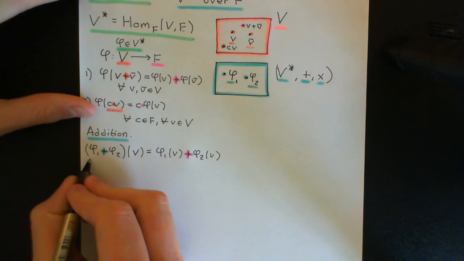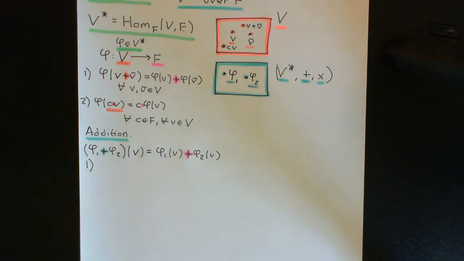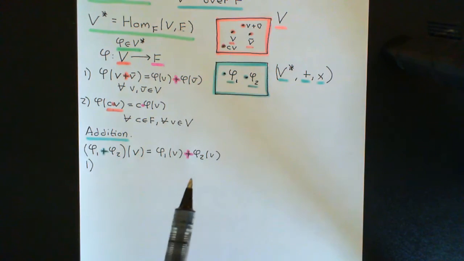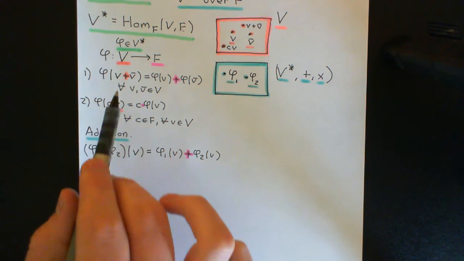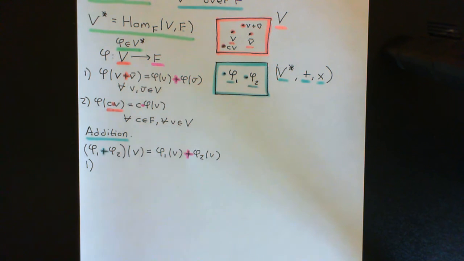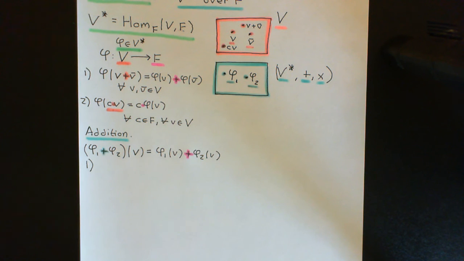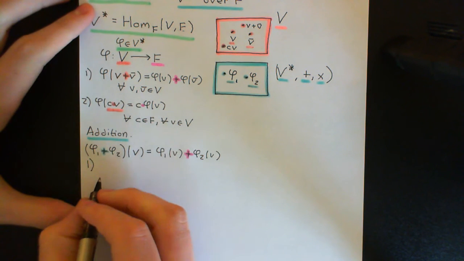Okay, so let's now check the axioms that addition must obey. So we'll start off with closure. Okay, so we want to make sure that the answer to this is something back within here, and that's exactly the same as checking that this function, which is a function from the vector space to the field, actually obeys these criteria and therefore is a linear map and therefore is in the dual space.